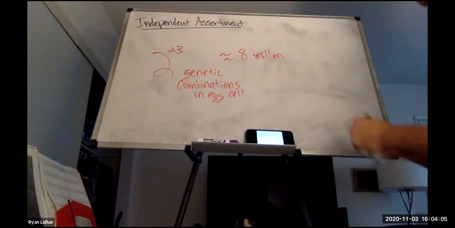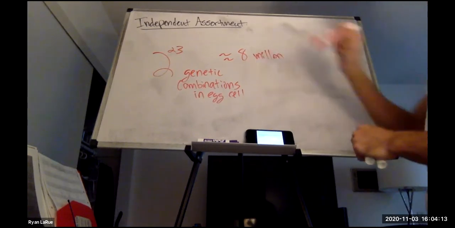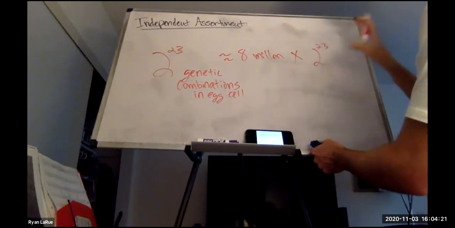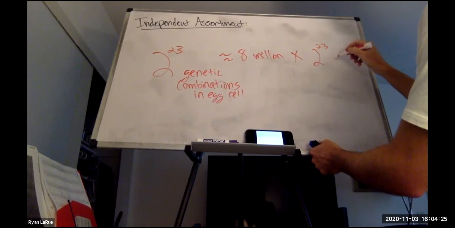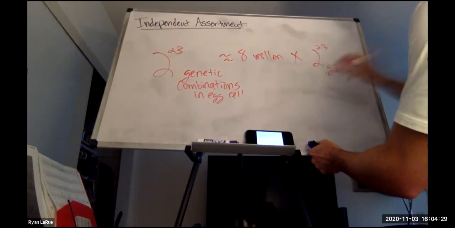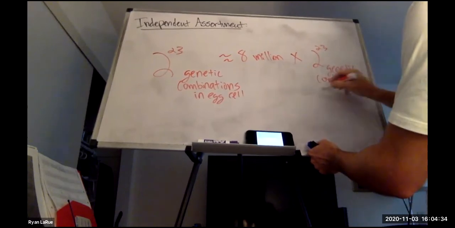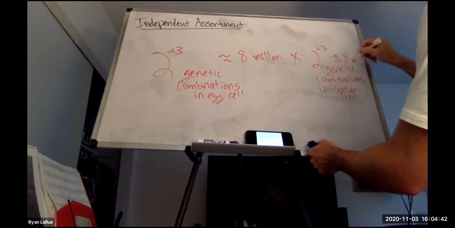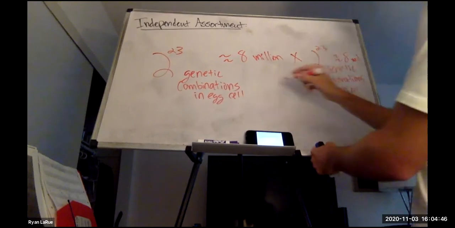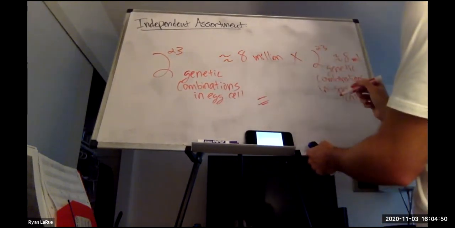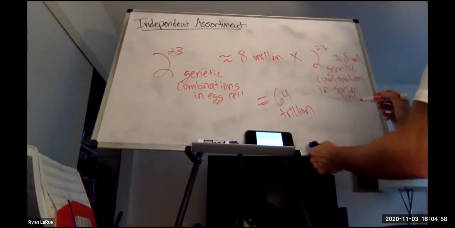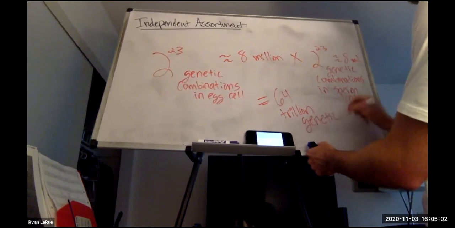We're combining these different sets of genetic information. And so you have 8 million options for the egg, multiplied by 8 million options for the sperm, all because of this independent assortment. So 2 to the 23rd genetic combinations in a sperm cell, again, is roughly 8 million. I'll abbreviate it, ran out of room. So this is 64 trillion possibilities. So let's write 64 trillion genetic possibilities.